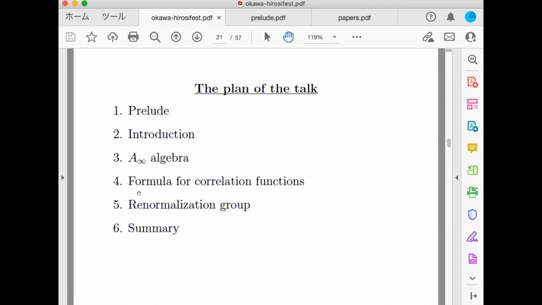So the problem of the rest of the topic is possible. I will explain the algebra, which is one of the algebra. Then the main result is the formula for the correlation function with scalar. Then I briefly mention its application to the renormalization group and analytical.